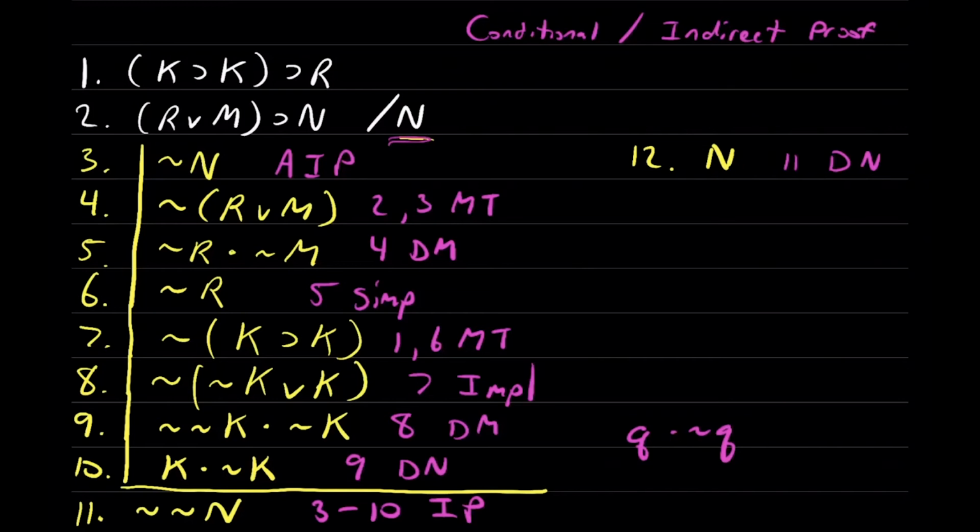So on line 3, we started out by assuming not N. We've shown that that leads to a contradiction, K and not K. In other words, if not N were the case, K would be true and K would be false, which is absurd. So we know that our assumption, not N, has to be false. That's how we get not N on line 11. And then finally, we used one tiny little double negation step at the very end to convert that to the conclusion N. Okay, let's do some more.